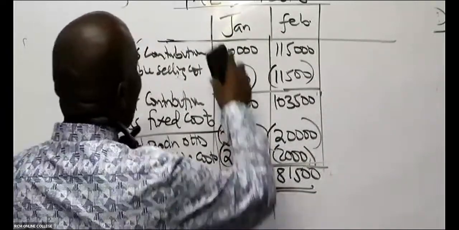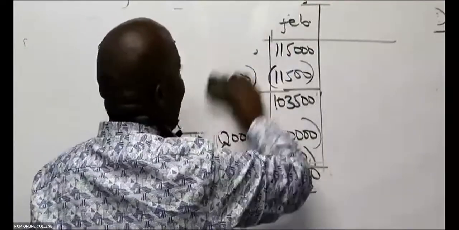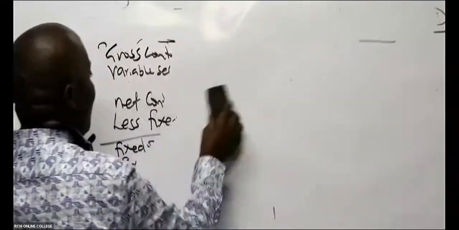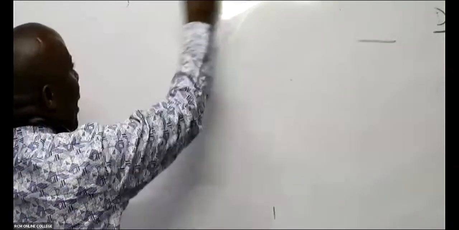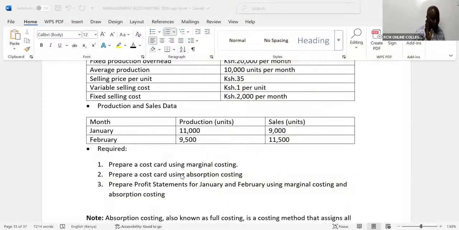Now, if you allow me, I will take you through what we call P&L, but this time using absorption costing. Very, very easy. So please ensure that you ask questions, but most of the things will just fall in place as we continue. I'm just doing one illustration question from my old papers here. So under marginal costing that we have done, now absorption costing, what is expected of us?